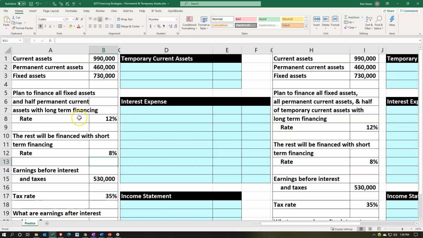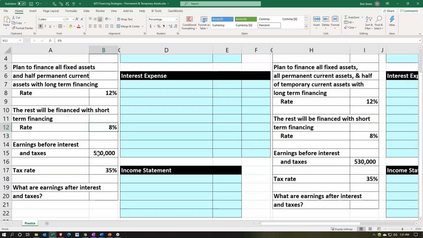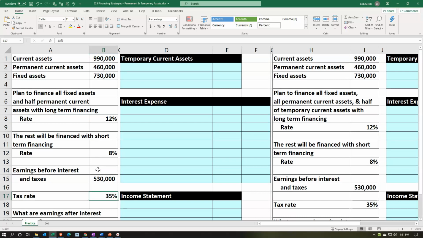So we're going to have a plan to finance all fixed assets and half of the permanent current assets with long-term financing, and the rest will be financed with short-term financing. Long-term financing rate 12%, short-term rate 8%, and then the earnings before interest and taxes are going to be $530,000, tax rate 35%. We're going to calculate the earnings after taxes and interest. So let's take a look at that.